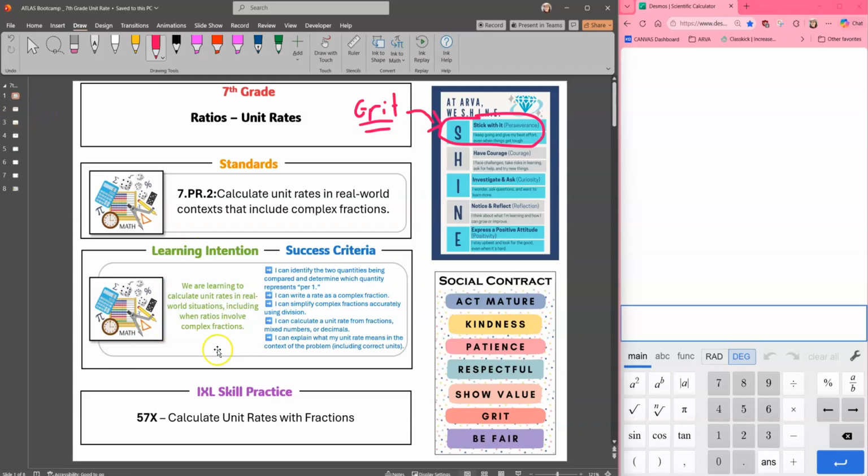So let's talk about our learning intention. Today, our learning intention is that we are learning to calculate unit rates in real-world situations, including when ratios involve complex fractions. That's what we're focused on. And I want you to take a second to read these success criteria. So pause this video, read these success criteria, and then hit play when you're ready.